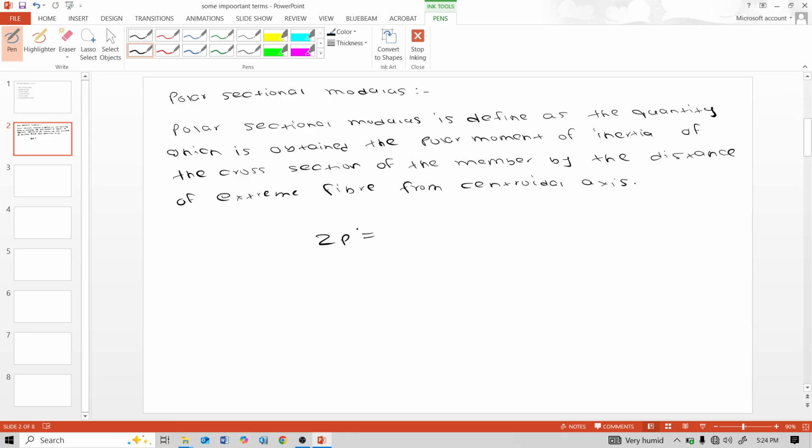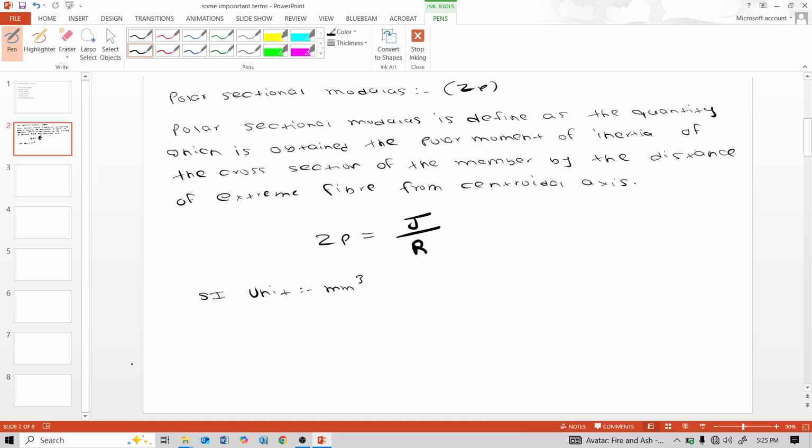Zp is equal to J, polar moment of inertia denoted as J, divided by distance of extreme fiber from centroidal axis. Distance of extreme fiber from centroidal axis is R, capital R. This polar sectional modulus is denoted as Zp and SI unit is mm cube.